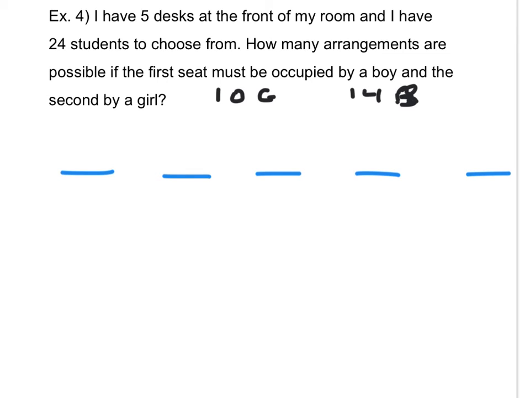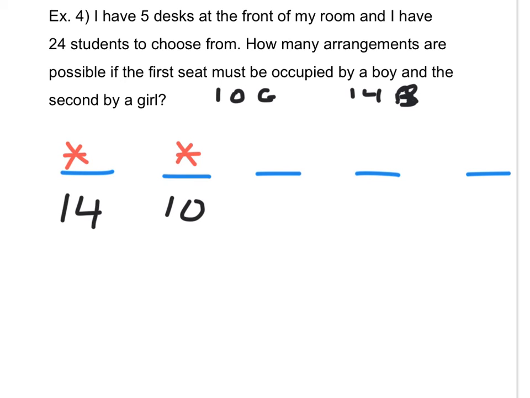So the first seat has a restriction. That means that there's something special about those 2 seats, the first and the second. We can't just choose anybody. We have to choose a certain type of student. So we're going to look at the first one. 24 students. I want to choose for the first seat, and the first seat must be occupied by a boy. So how many options have I got? I have 14 options for the first seat. Okay? Why? I'm not choosing out of 24 because then I could choose a girl or a boy. I have to just choose out of the boys for the first seat. For the second seat, I must choose out of the girls.